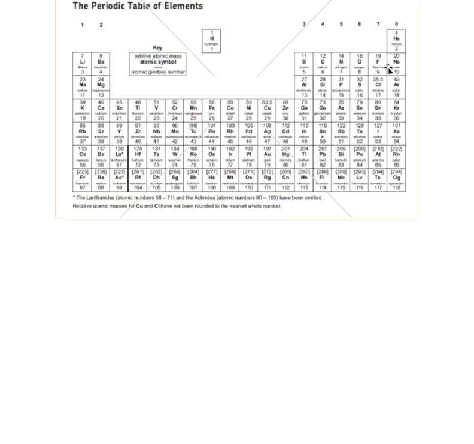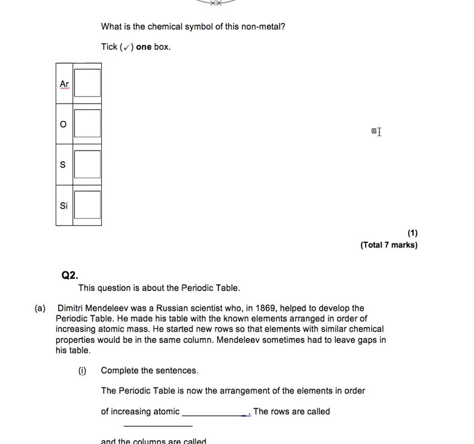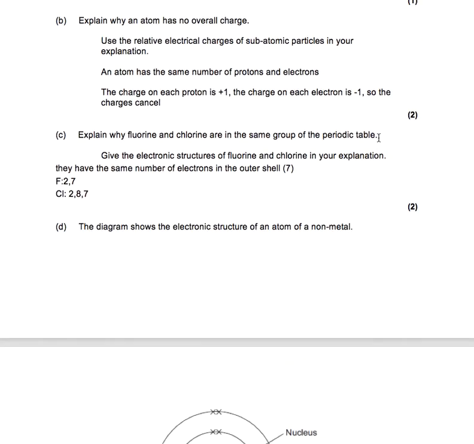So we're going to go 2, 2 8, 2 8 7. Every time we go down one, we have another full shell. So 2, 8, 7 for chlorine.